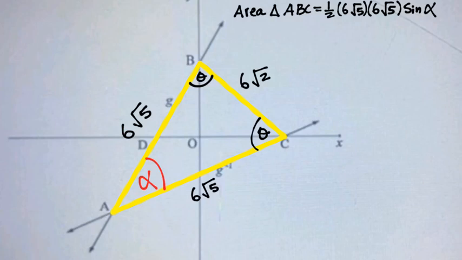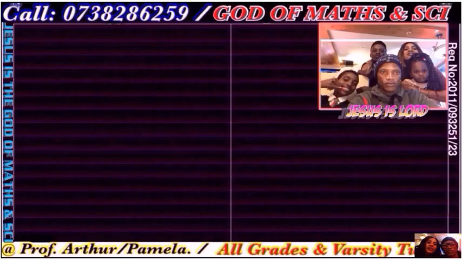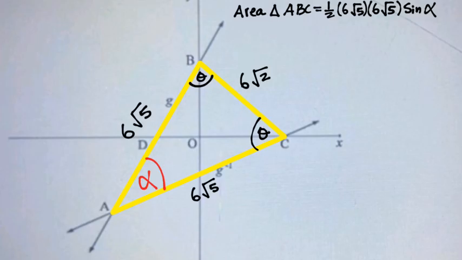Alright, so we can use the cosine rule to get this alpha, because the sine rule says you must have a side and an angle opposite to it. I don't have a side and an angle opposite to it, so it must be the cosine rule. So I'm going to start with that one. Let me write it here. I'm going to start with this squared.